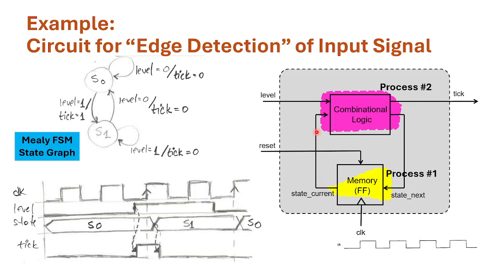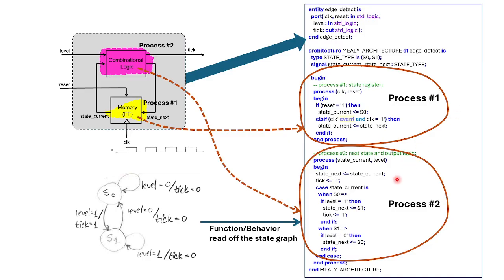This state current will be used as an input together with the actual primary input level into the second main component of this implementation, the combinational logic that implements the logic captured or behavior by the finite state machine state graph, generating the output as well as this state next signals. So pretty much any Mealy finite state machine boils down to something like this. Now, the question is, how would you write the VHDL code to describe this? And that is what I'm trying to show over here.